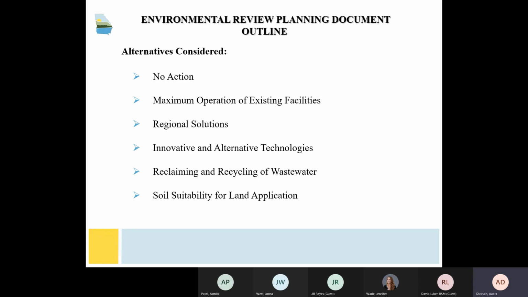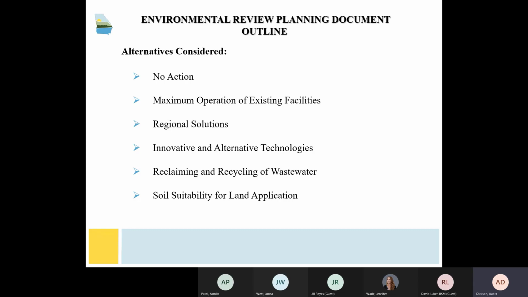A no action alternative would mean doing nothing, and what would that result be? The alternative is used to demonstrate the future impacts without the proposed project. Maximum operation means optimizing performance at the current facility without making any physical upgrades to the equipment, just operational changes.